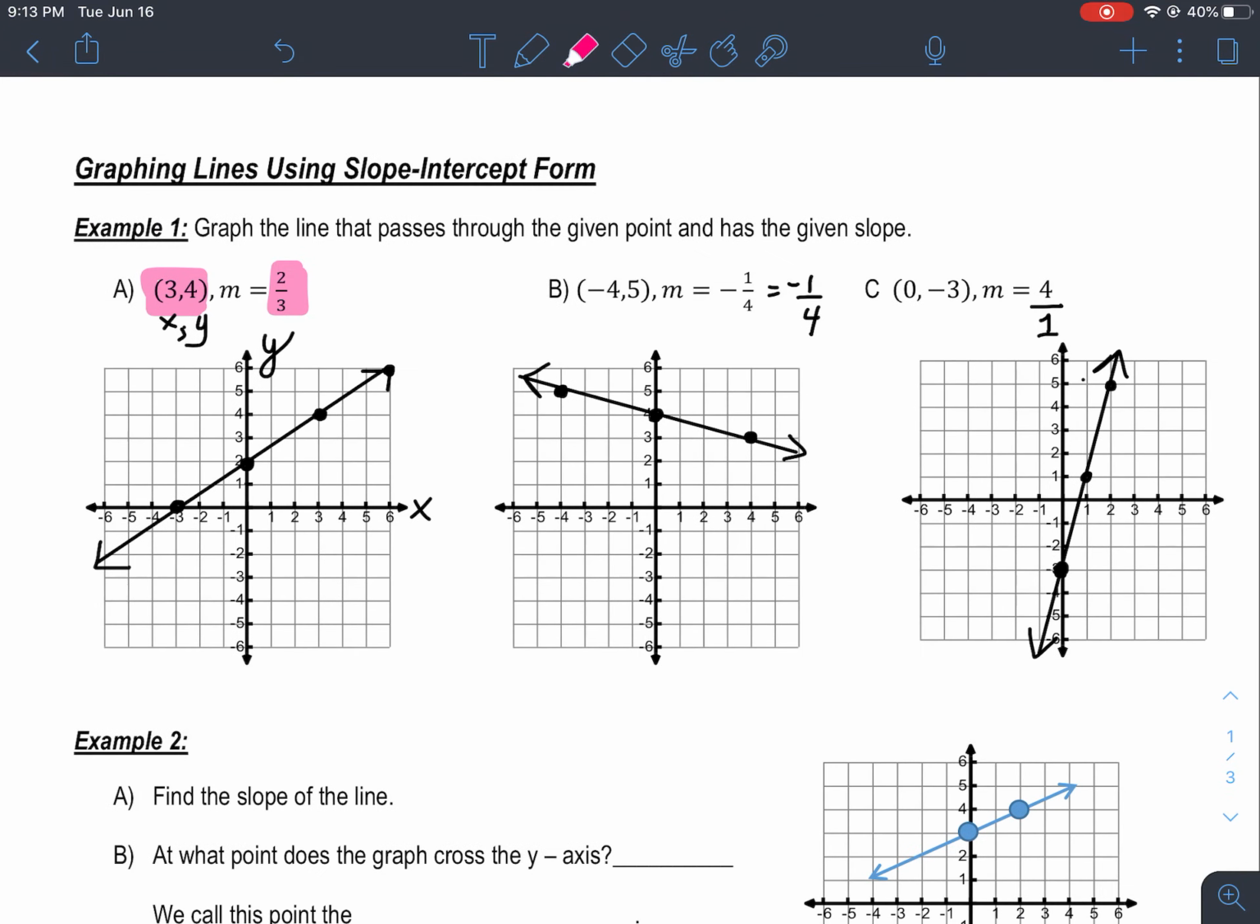Okay, so just taking a look at a few things here, you can tell that these 2 lines are positive slopes because they're going up from left to right. And you can tell that the middle one is a negative slope because it is going down from left to right.